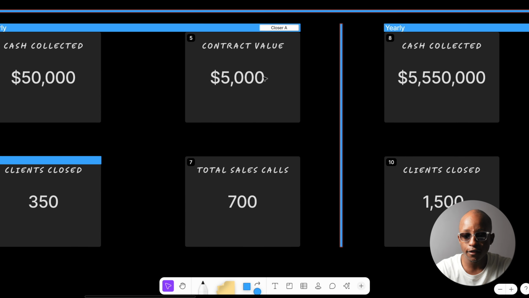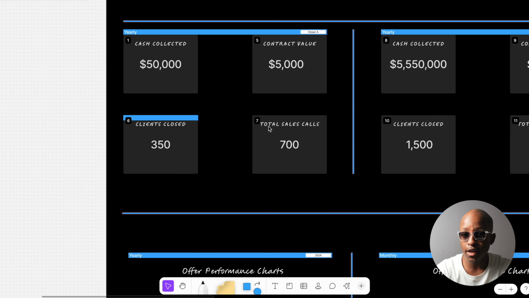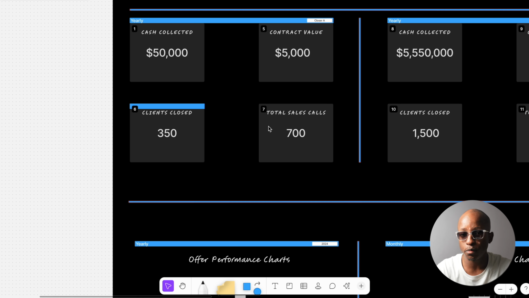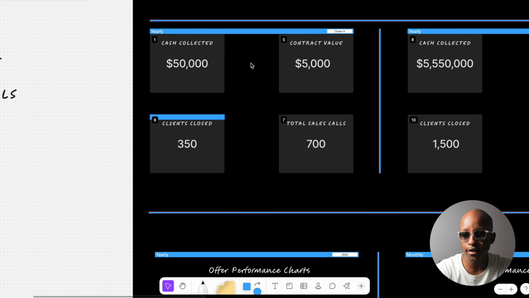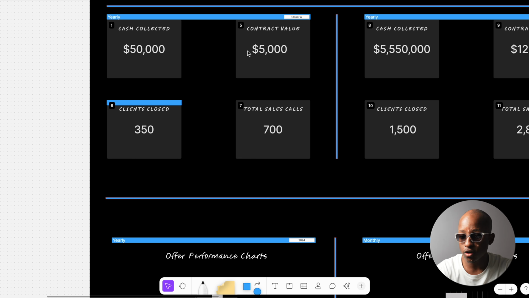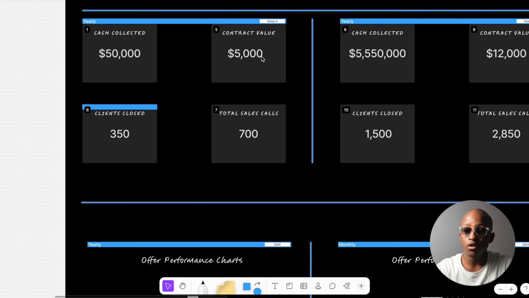Then we have a filter here where we can simply filter by closer A. This use case is super important, especially for people or coaches that don't know what their specific cash collected is. This allows them to have an overview of their cash collected and also contract value, which is based off of one specific product that they're selling, to make sure they understand their metrics in terms of the contract value that they have, and also clients closed, basically total clients closed per year.